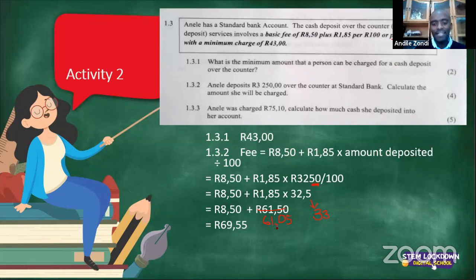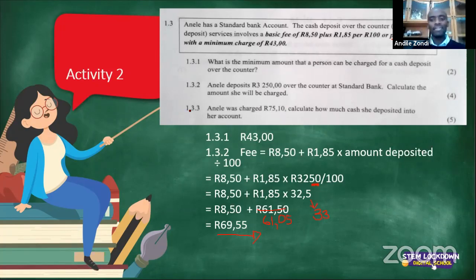Some learners get answers wrong because they copied wrong. So if you add these two, your answer will be 69 rand and 55 cents. Okay, that's a lot of money for making a deposit.